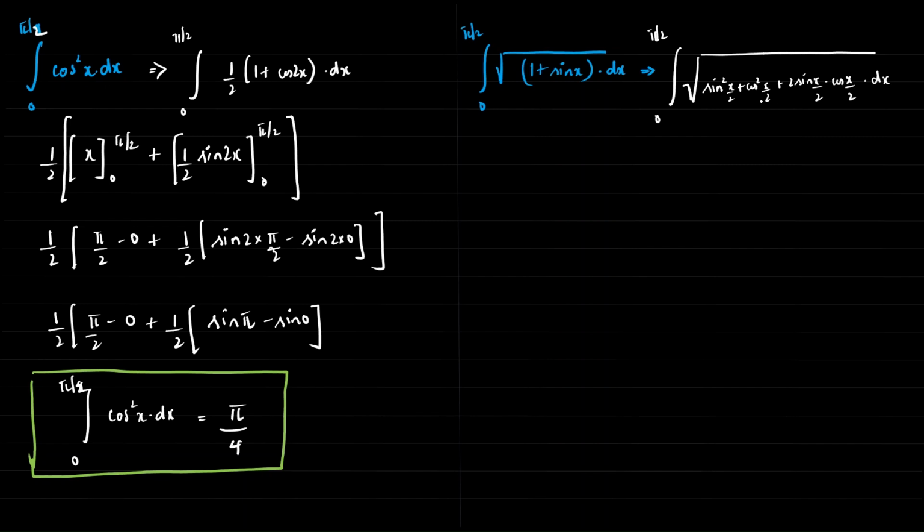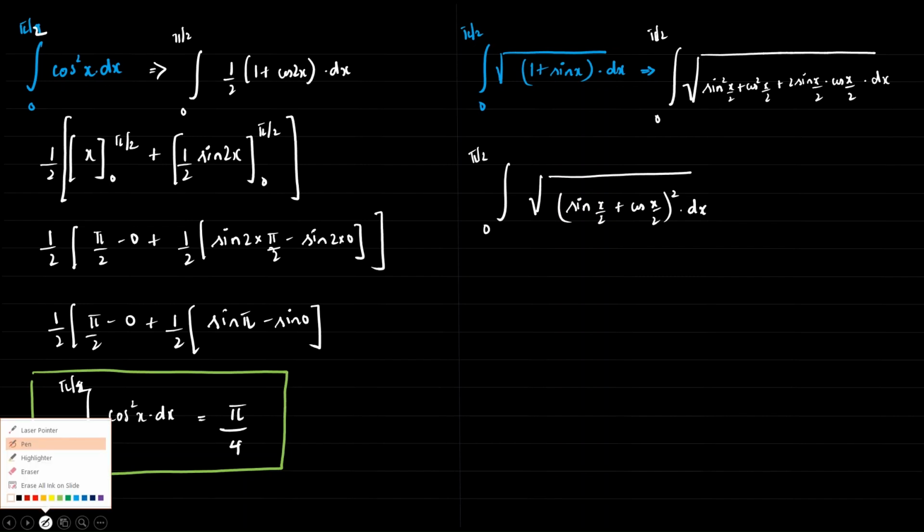Now this is of the form a square plus b square plus 2ab. So I can express this as the integral from 0 to pi over 2 of the square root of sine x over 2 plus cos x over 2 whole raised to the power of 2, with respect to dx. Now you can simplify the square and the square root, so you will be left with sine x over 2 and cos x over 2.